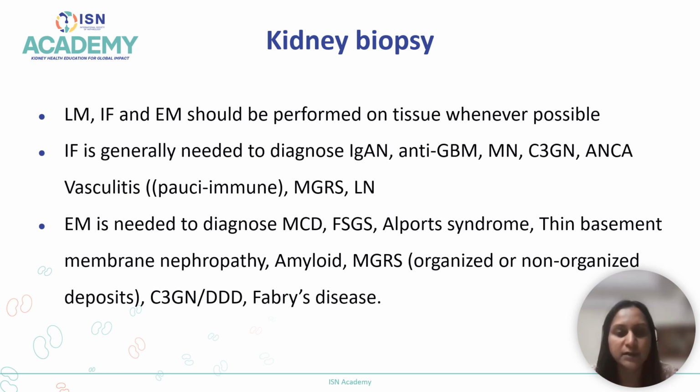In ANCA vasculitis, we don't see any immune deposits, and so it is called pauci-immune disease. In monoclonal gammopathy of renal significance, we usually see light chain restriction, and a full house pattern is suggestive of lupus nephritis. Electron microscopy is needed to diagnose minimal change disease, focal segmental glomerulosclerosis, Alport syndrome, thin basement membrane nephropathy, amyloidosis, monoclonal gammopathy of renal significance, C3 glomerulopathy, dense deposit disease, and Fabry's disease.